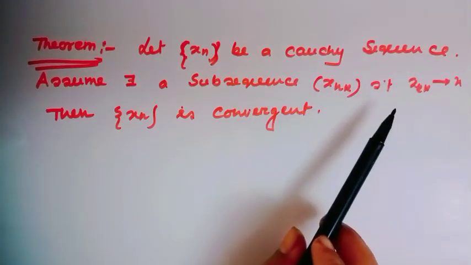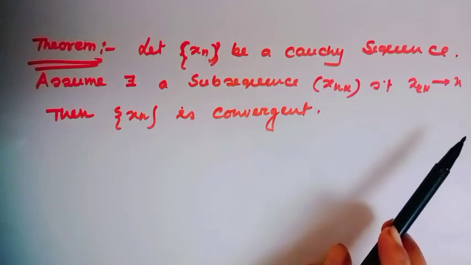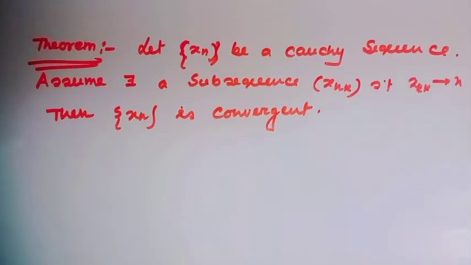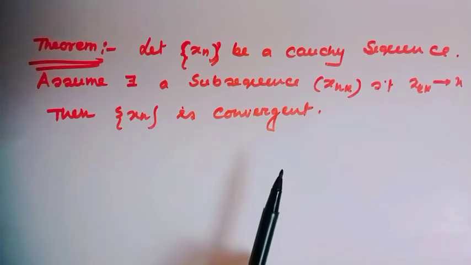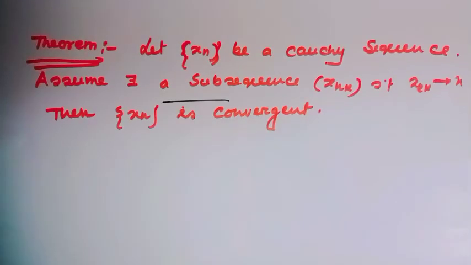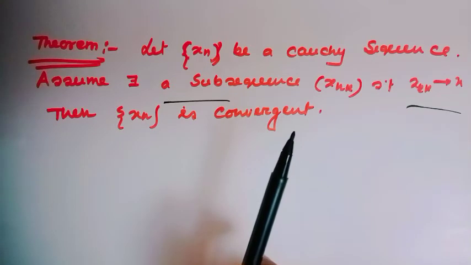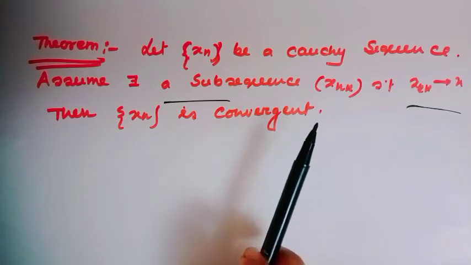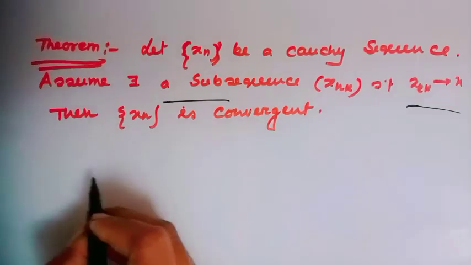Let xn be a Cauchy sequence. Assume there exists a subsequence xnk such that xnk converges to x, then xn is convergent. So, if I get some Cauchy sequence and I can show there exists a subsequence which is convergent, then this Cauchy sequence must be convergent. Are you getting my point? Okay. That means, what is the proof?